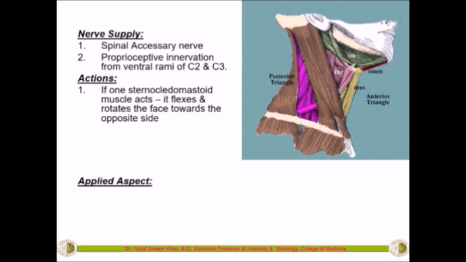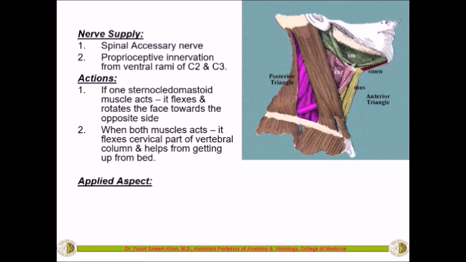Coming to the actions, there are two sternocleidomastoid muscles, one on each side, so they are paired. If only one muscle contracts, it flexes and rotates the face toward the opposite side. So this is the origin and this is the insertion. When it contracts, it will pull downwards like this, so the face is turned towards the opposite side.